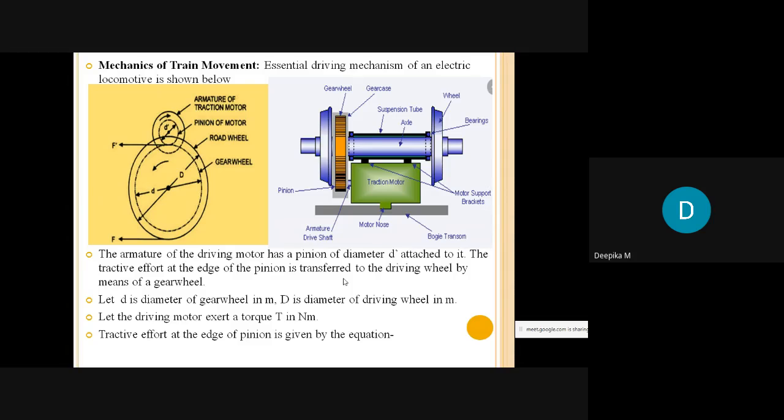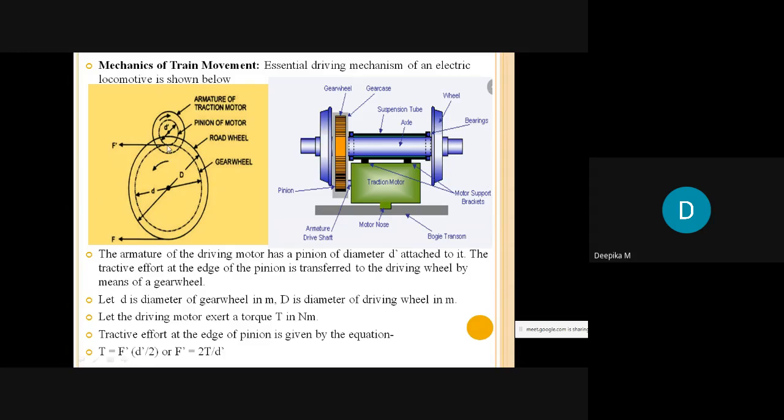So therefore, the tractive effort at the edge of the pinion can be written as follows. We know that torque is nothing but, as I told you, the twisting motion or twisting action. So the torque formula is nothing but force into distance, correct? This is the formula for the torque. So if I take the torque at the edge of the pinion, this is how I am going to take it. At this part, I am going to take the torque.